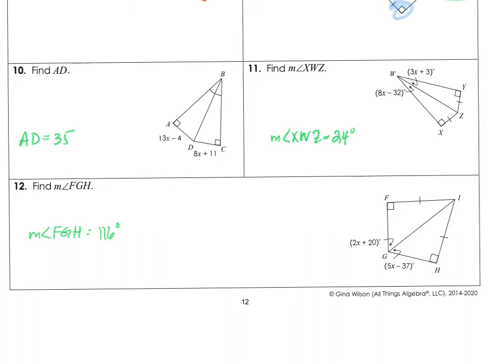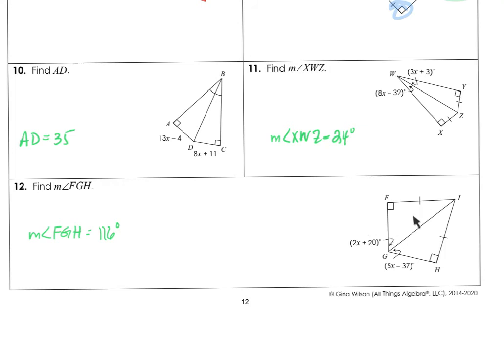For number 11, you know that these segments are congruent and they're perpendicular to the sides of the angle, so this must be an angle bisector. So you can set these expressions equal to each other to solve for x. And once you solve for x, you know that the measure of angle XWZ can then be 24 by substitution.